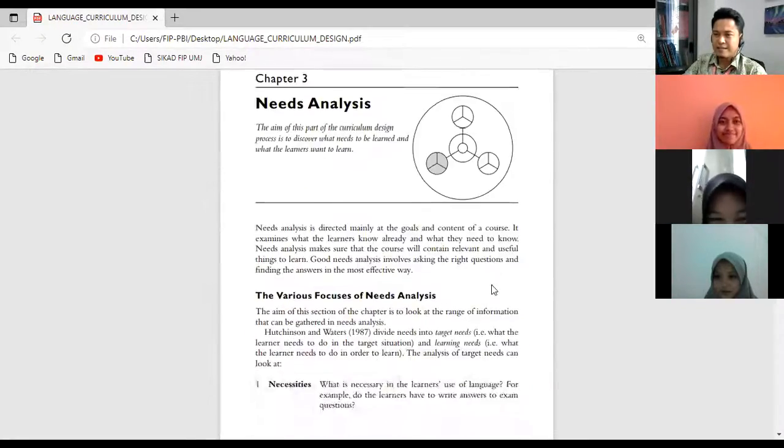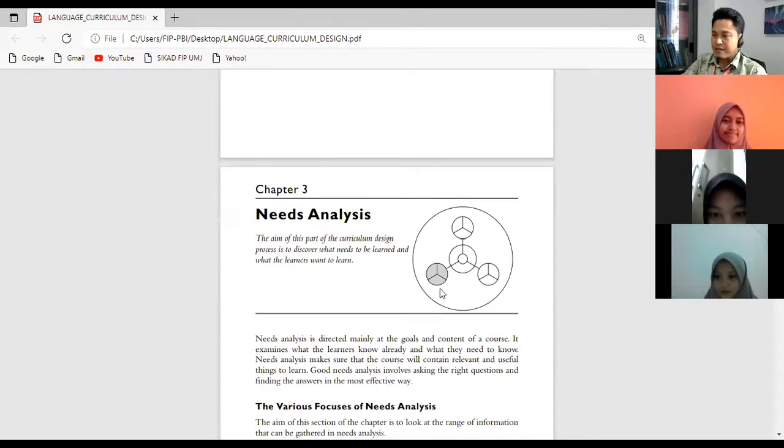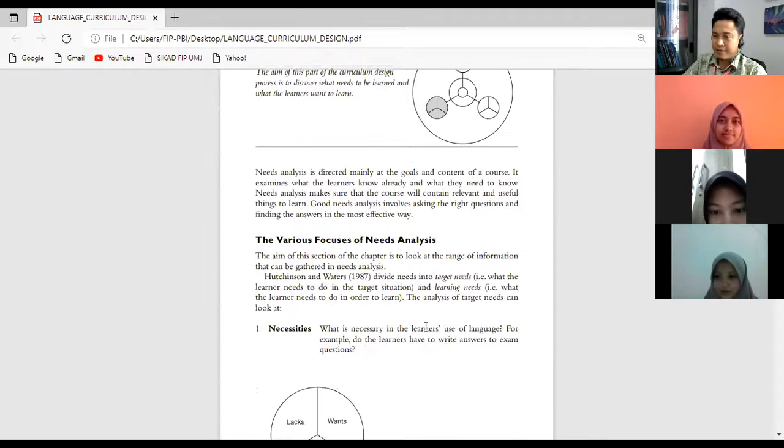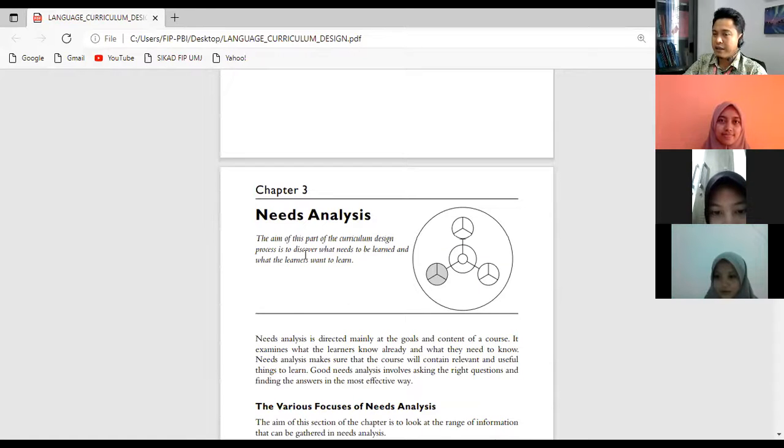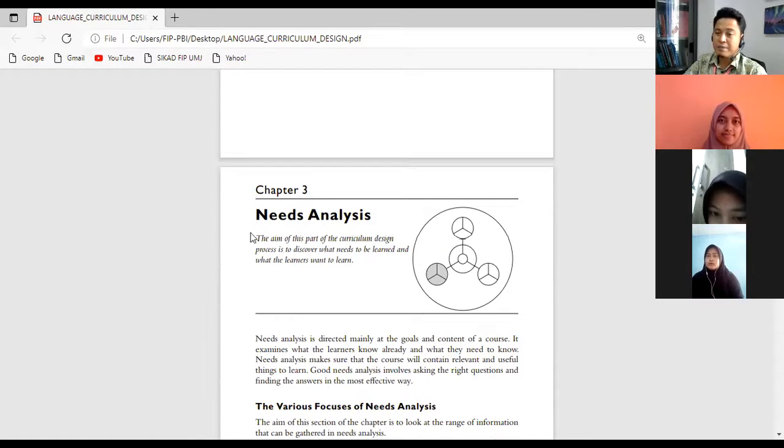Next, needs analysis. The explanation in this book, especially on the first page, discusses analysis: the aim of this part of the curriculum design process is to discover what needs to be learned and what the learners want to learn. There are two main focuses. First, discovering what needs to be learned, so the skills, the competency, and what you are going to provide for your students. After that step, we also need to know what the learners want to learn.